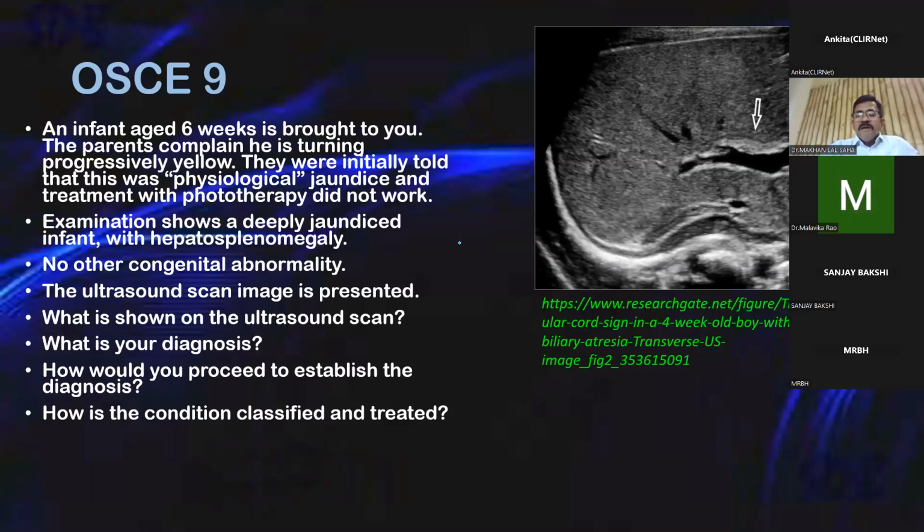How can you say it's extrahepatic? I'm just asking you. How do you say it's extrahepatic? If you had extrahepatic, you would have very large dilatations of the intrahepatic biliary tree, isn't it? Yes, sir. So it's very difficult. So you're absolutely right. Your diagnosis is biliary atresia. I would stick to biliary atresia. How would you proceed to establish the diagnosis? So I'll give you the answers.